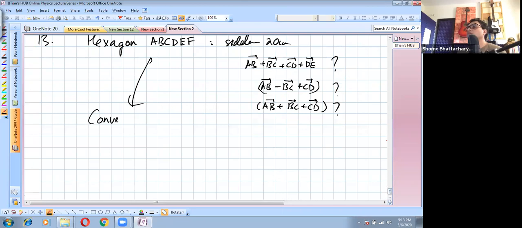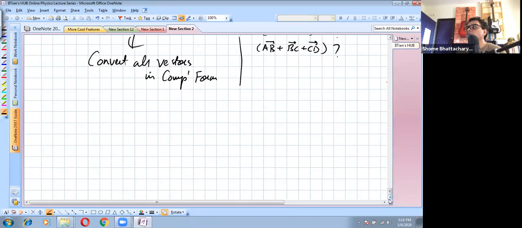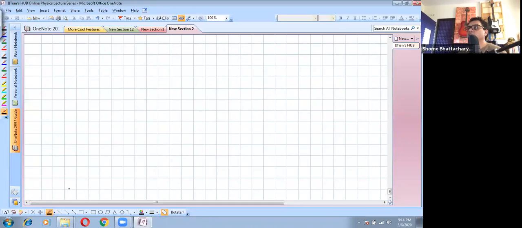So convert all the vectors in component form, like AB, BC and all that. So for that you have to draw a very convenient sort of diagram first. So the convenient diagram here would look like this, that suppose we do the hexagon with the base along the x-axis. That would help. We can also draw the hexagon like this. But the more convenient one will be the one which I am drawing here. You realize why? Because then something is along the x-axis.